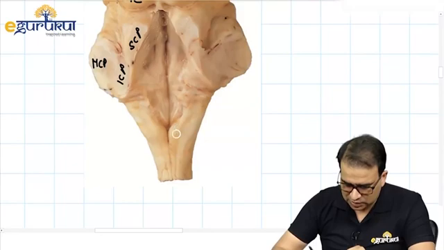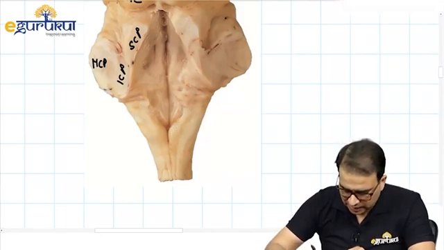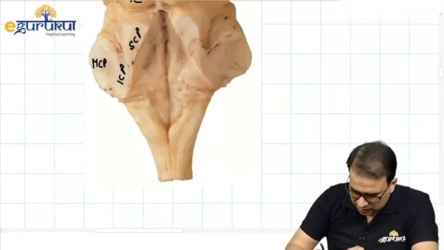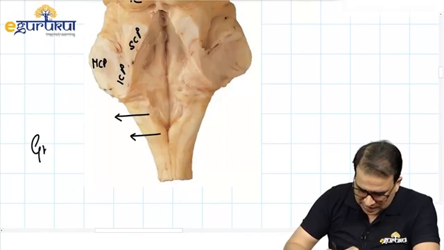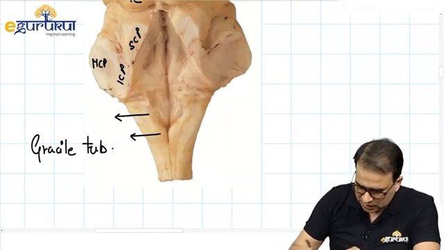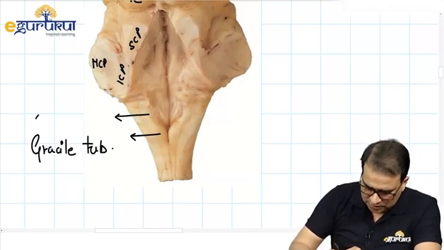Can you see this tubercle here? That is a tubercle of the medulla, and there's another tubercle here. Let me mark it for you guys. This tubercle is more lateral, this is more medial. The one present more medially is called the gracile tubercle. And the one more laterally placed is called the cuneate tubercle.